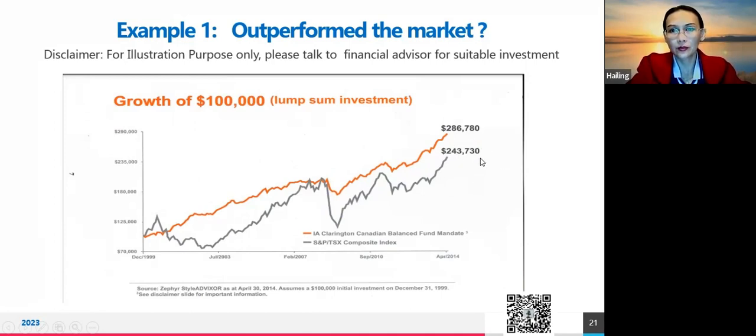Of course, when we choose good investments that outperform the market, you will have more money. Here is about a 43,000 difference. Means what? That is pretty much a lot of people's average net income for a year, right? So those are the values we can offer to our clients.